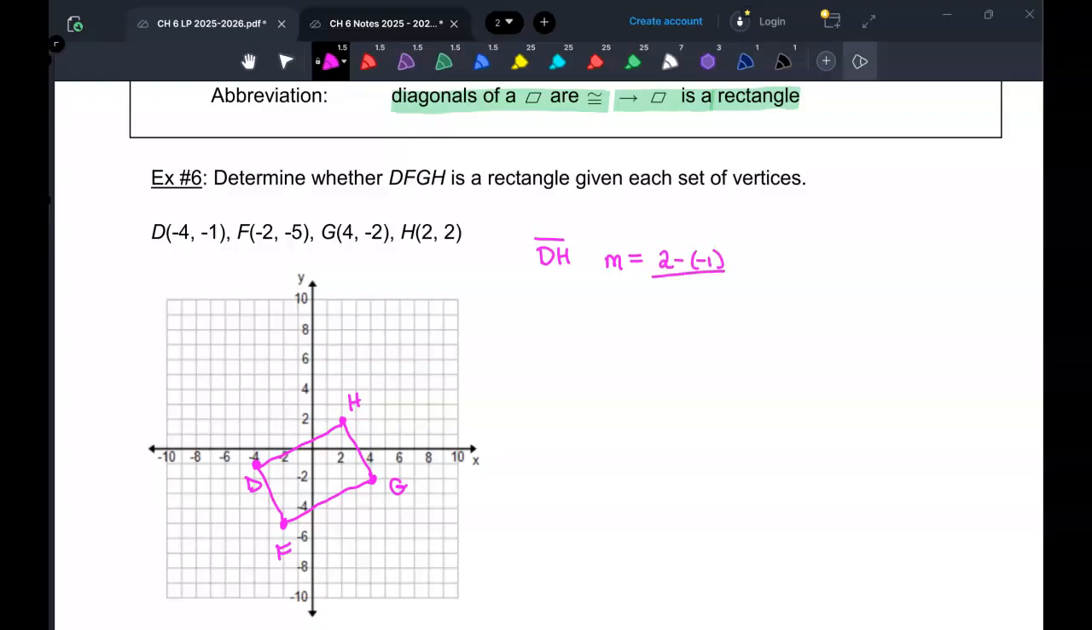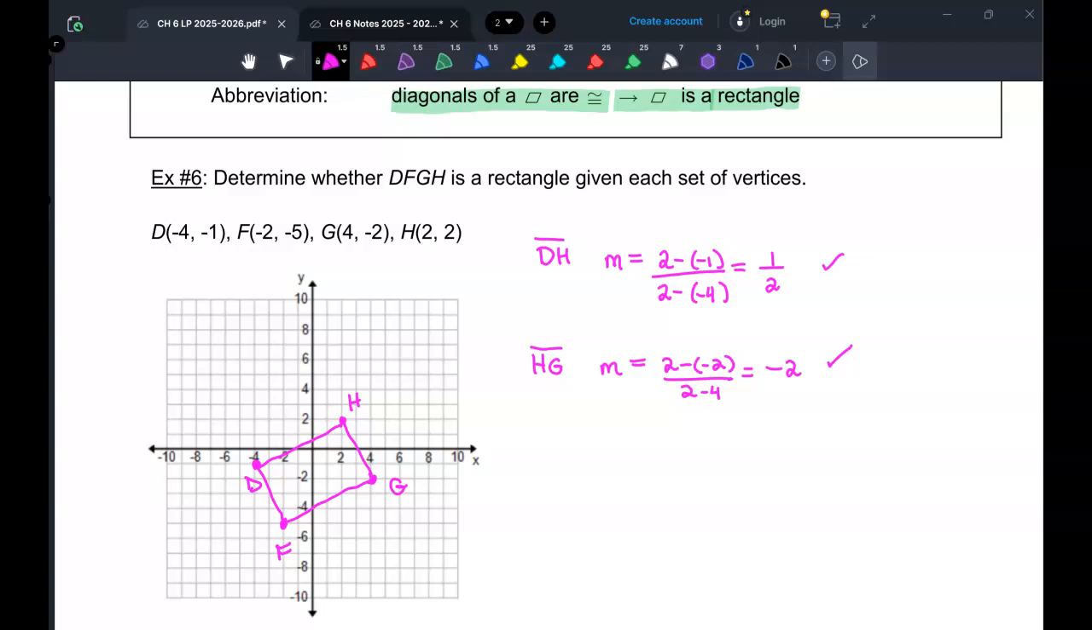Okay, so that's going to give us 3/6, so that's 1/2. So when I do HG, what should I get for my slope? I need to get the opposite reciprocal. So if I do HG, that'll be 2 minus -2 over 2 minus 4. That's 4 over -2, which is -2. Good. So that checks out.